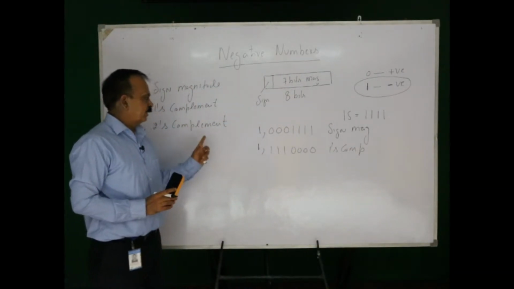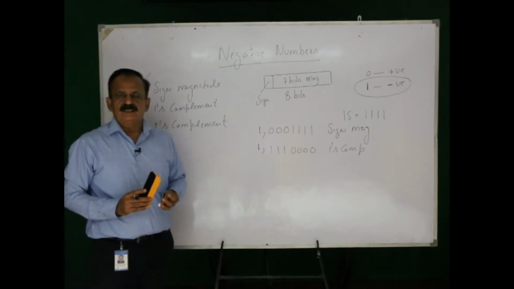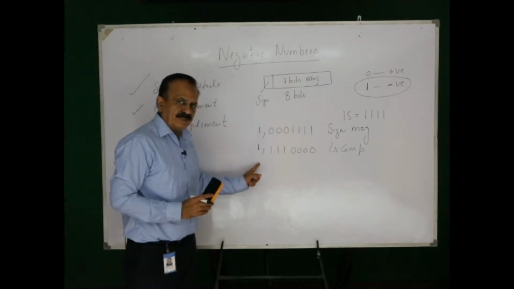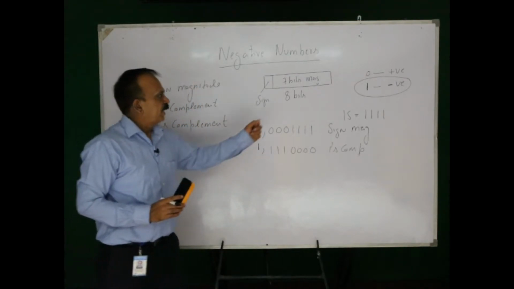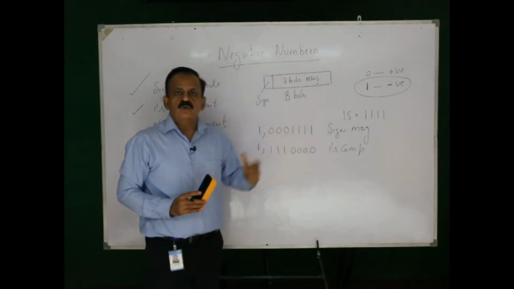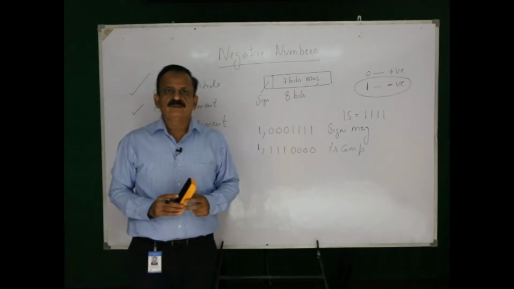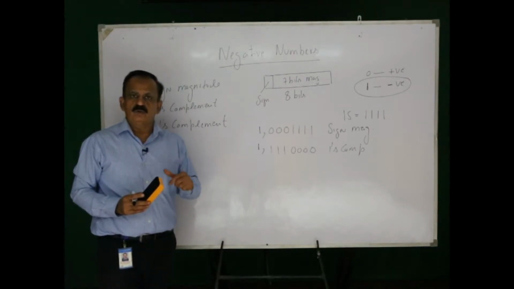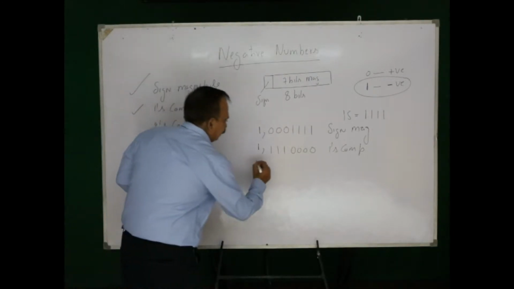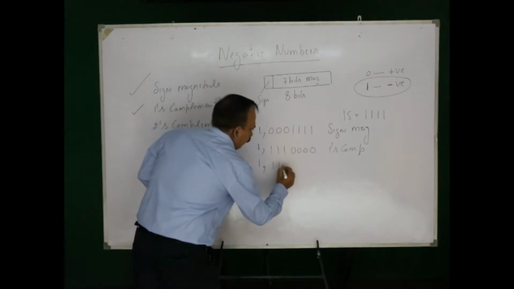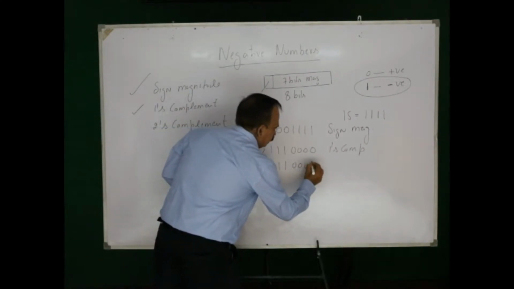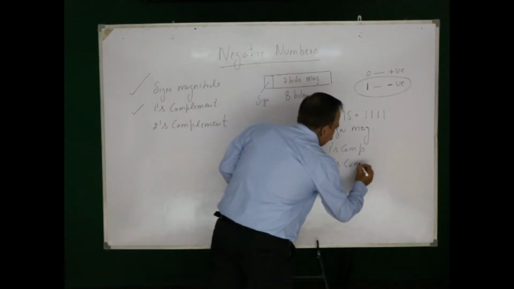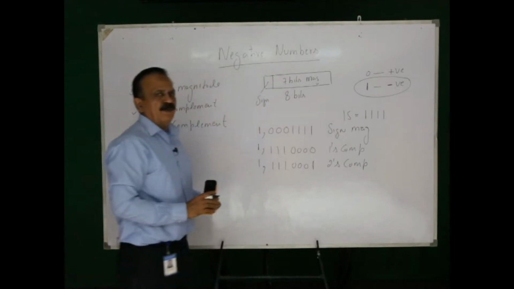The next one is the 2's complement representation. In 2's complement representation, one bit will be representing the sign and the remaining will be representing the 2's complement of this magnitude, and 2's complement is obtained by adding 1 to the 1's complement. I think this representation will be 1 1 1 1 0 0 0 1. This is nothing but the 2's complement representation of the number minus 15.